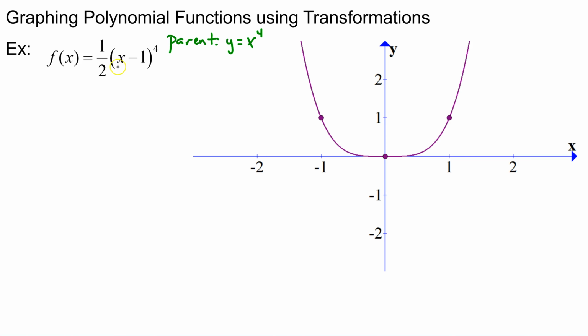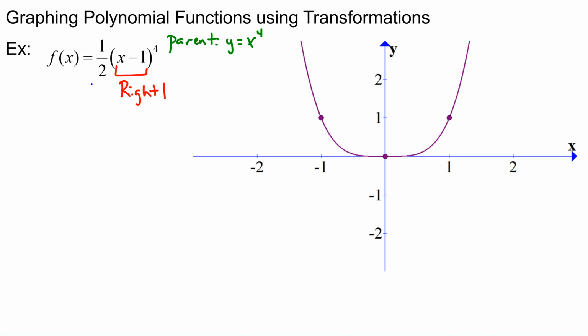So the first transformation that would occur is this subtraction on my x. It's acting inside my parent function on the x itself, so that's a horizontal change. This would be movement left and right. And anything horizontally done for our transformation is counterintuitive. So even though I see a -1 and think that's going to be a movement left, it's actually the opposite. It's going to move it to the right 1 unit.